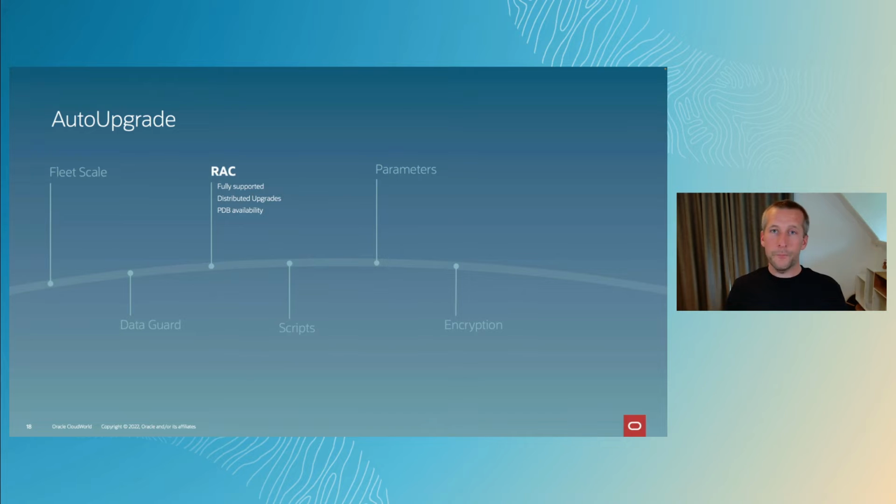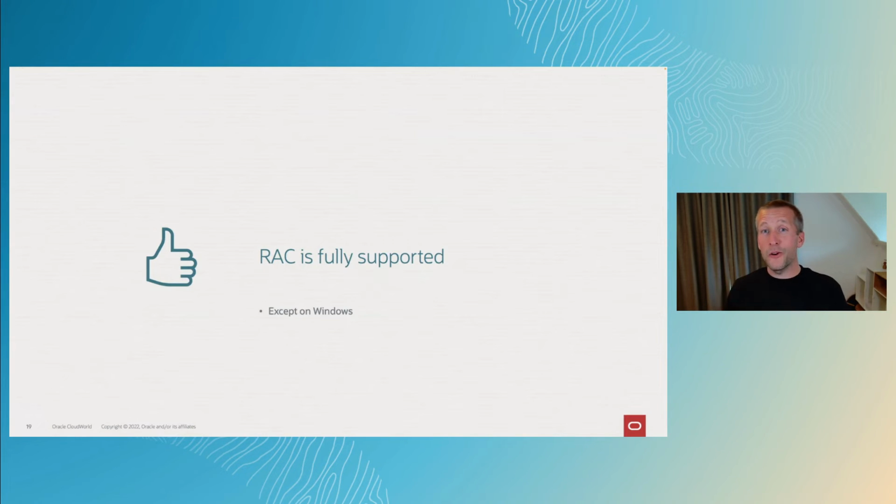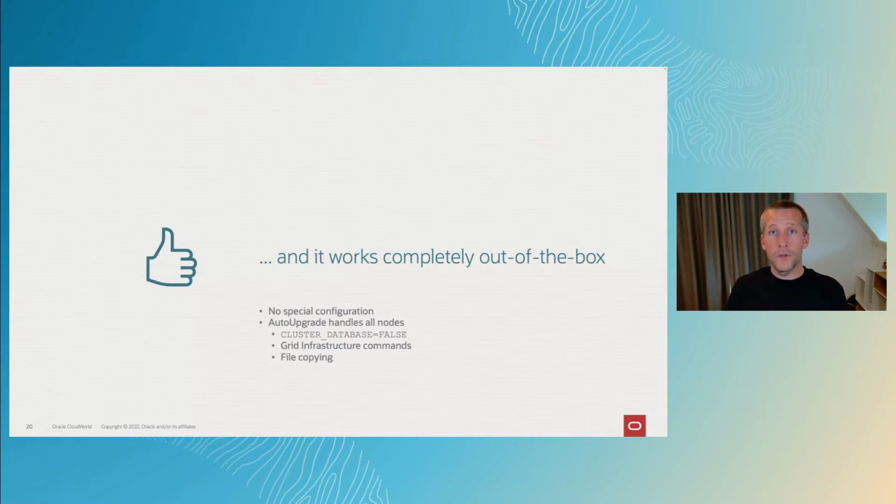Next, we have RAC. And it is the same love story as with Data Guard. AutoUpgrade and RAC go hand in hand, and it's fully supported, except on Windows. RAC on Windows is a little niche case, and we still need to do some polishing for upgrade on RAC databases on Windows. So for now, RAC databases on Windows are not supported. But for all other platforms, Linux, AIX, and Solaris, it works completely out of the box. You don't have to do anything specific, just start AutoUpgrade. It'll detect that it is a RAC database and then act accordingly, like for instance setting the cluster_database parameter to false.